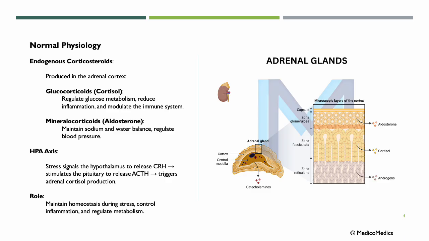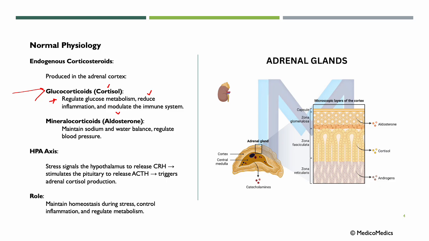So, the adrenal cortex synthesizes two key types of corticosteroids. First, we have the glucocorticoid, cortisol. And cortisol plays a crucial role in, for example, regulating glucose metabolism, mainly during fasting or stress, further suppressing inflammation, and of course, modulating immune responses in order to prevent overactivation.